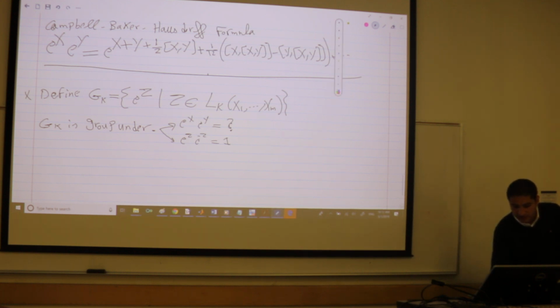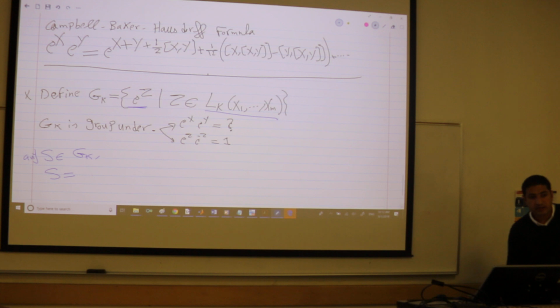But here is a very interesting result out of all this, and this is the final thing that I'm going to mention: any element S in that group can be written as, remember this is a Lie algebra, so this is the exponential of any element in the Lie algebra, and the Lie algebra has a Hall basis, B1 up to Bs.